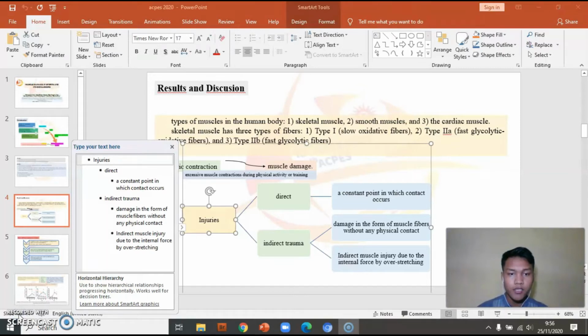However, excessive muscle contraction during physical activity or training can cause muscle damage. In general, muscle fibers experience structural damage that can be caused by a single contraction or from the cumulative effect of some contractions. The contraction that tends to cause muscle damage is an eccentric contraction, which may be harmful if done excessively. Injuries that cause muscle damage can be caused by direct and indirect trauma. When trauma occurs directly, it will result in a constant point at which contact occurs, while indirect trauma can cause damage to the muscle fibers without any physical contact.